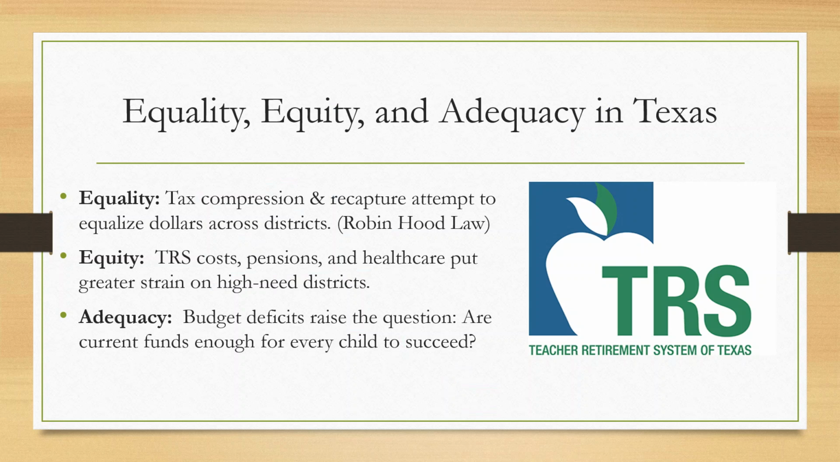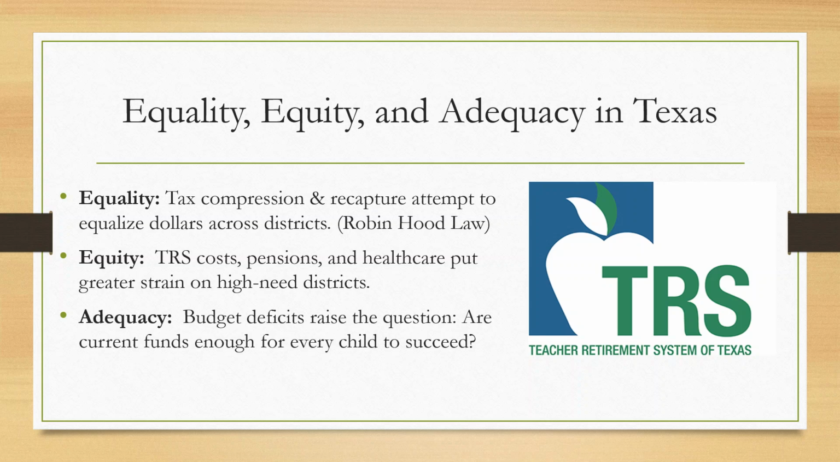Again, equality. Texas often struggles with this because funding still varies widely based on local property wealth. That's where we have recapture and tax compression laws that are attempting to equalize dollars, but the outcomes are not always even. For example, if a district generates more property tax revenue per student than the state allows, then it must send the excess to the state for redistribution. That's where we have the Robin Hood law terminology, and of course, you can imagine how that plays out in terms of people's opinions on that.